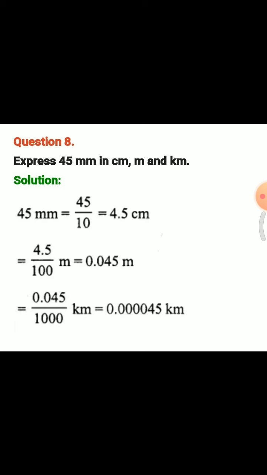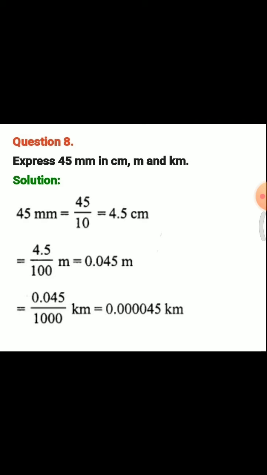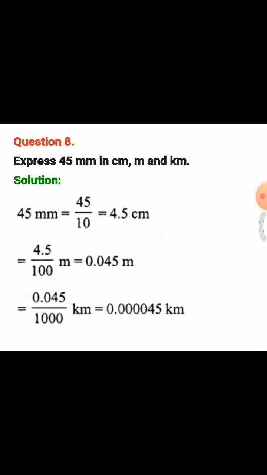4.5 centimeter equals how many meters? So 1 centimeter equals 1 by 100 meter. So 4.5 centimeter equals 4.5 by 100 meter. After that your answer will be 0.045 meter. After that, 1 meter equals how many kilometers?